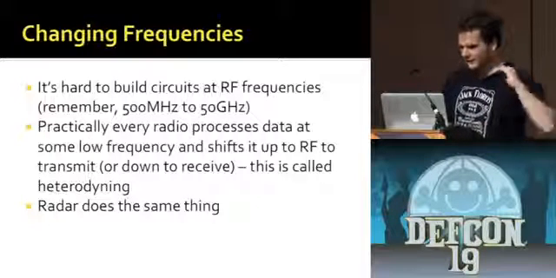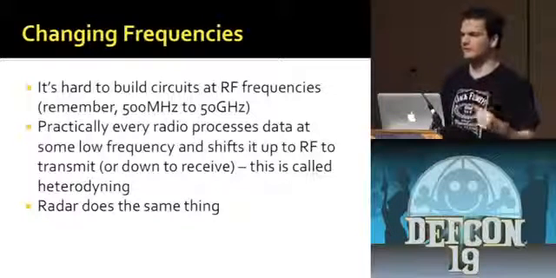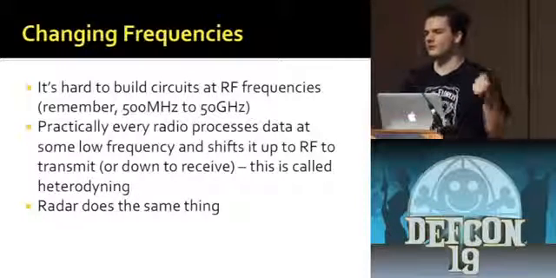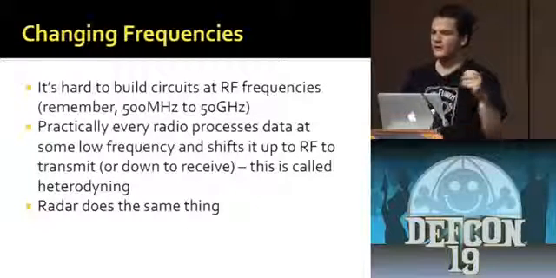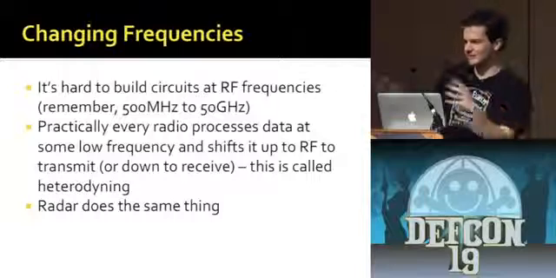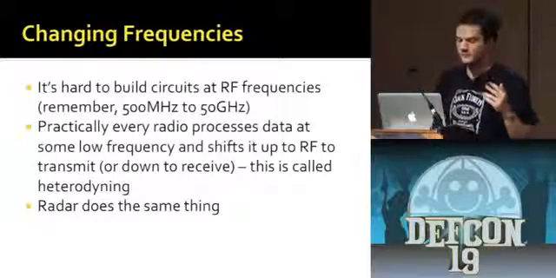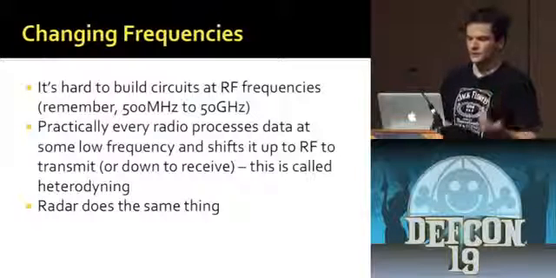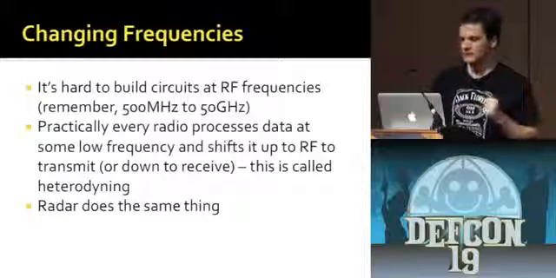So the way that virtually every single radio works is they process the data at some low frequency. So if you have a voice, like FM radio or something, the transmitter is just recording audio and processing audio. And then when it gets ready to transmit, it just magically shifts that signal to the frequency it's transmitting at, up to 100 megahertz or something. And what this is called is heterodyning. Radar pretty much works the exact same way in almost every case.